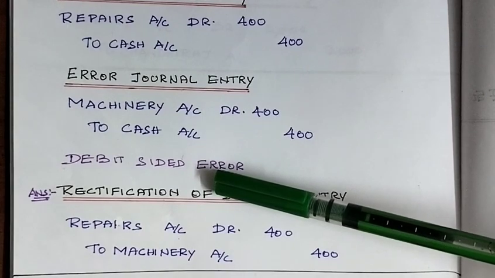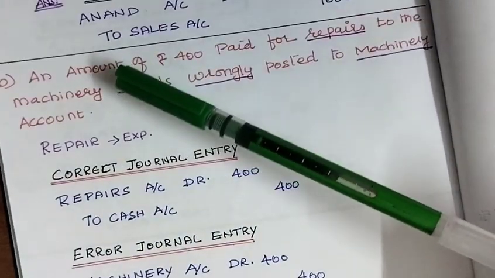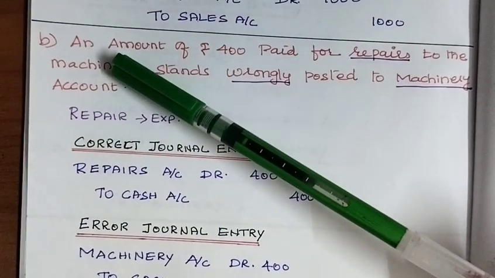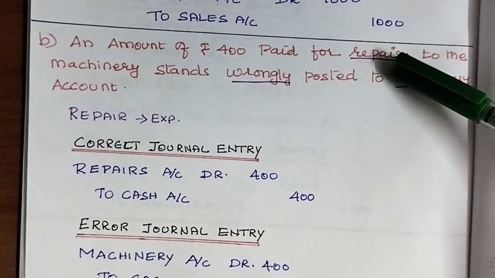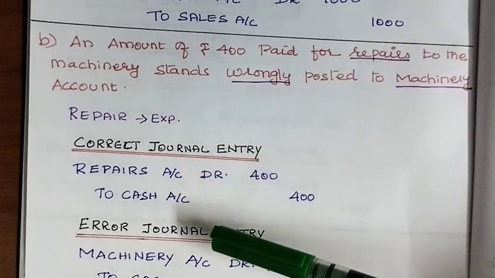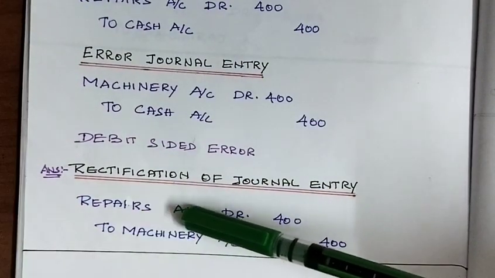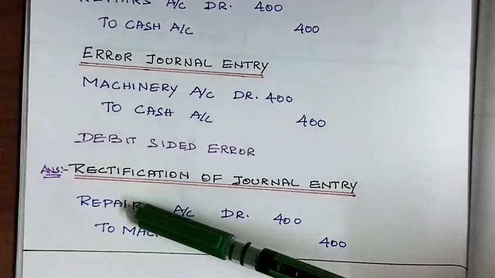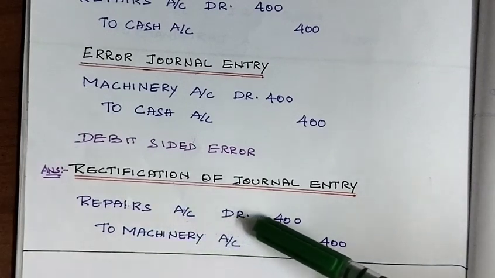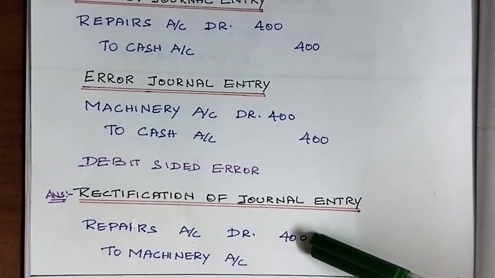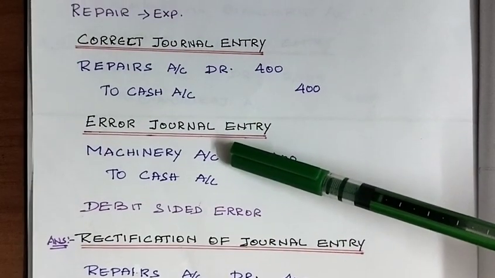How do we rectify it? First we have to enter the correct journal entry on the debit side. Because listen, what is the transaction? An amount of ₹400 paid for repairs. So repairs account debtor to cash account. We have to enter the correct account here, so repairs account debtor 400 we entered. Then we have to say which account is in error. Machinery account. Which side is the machinery account on?